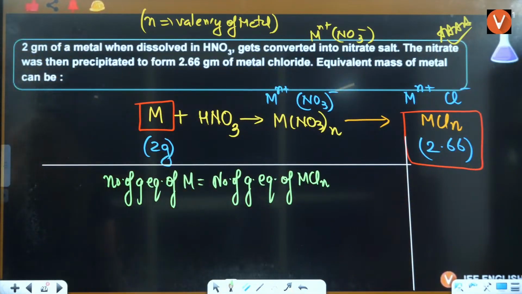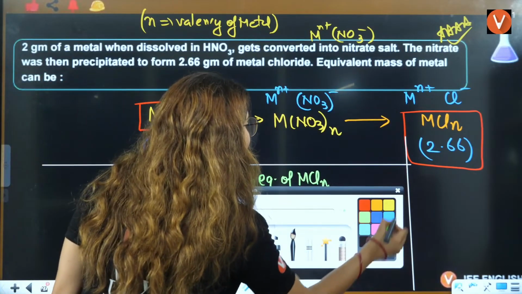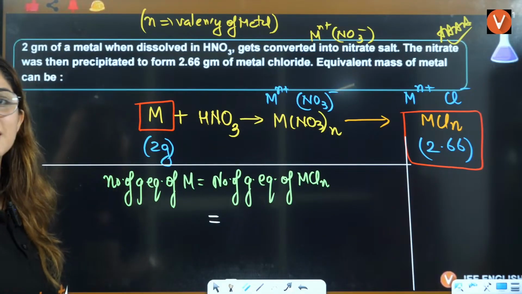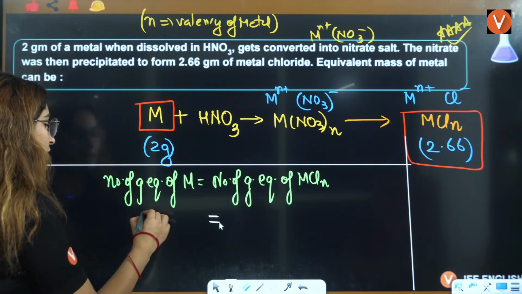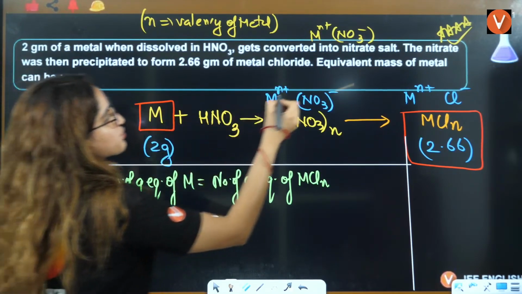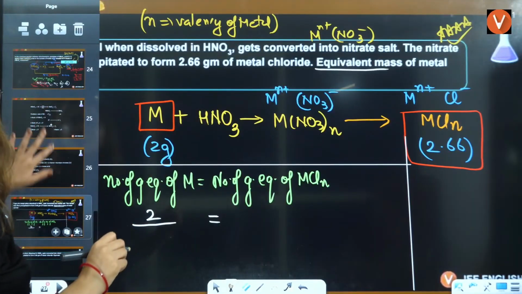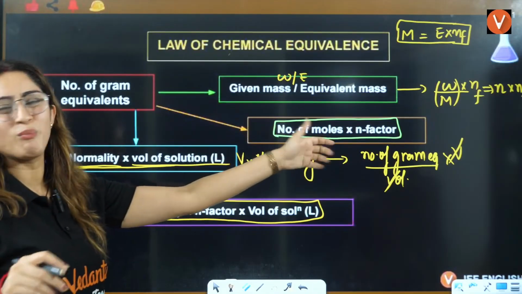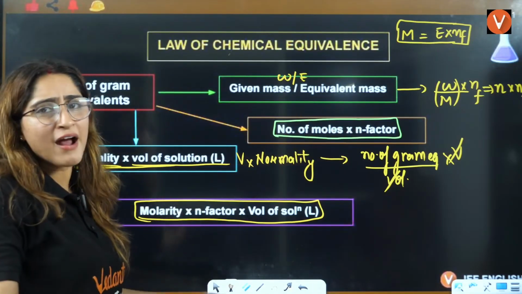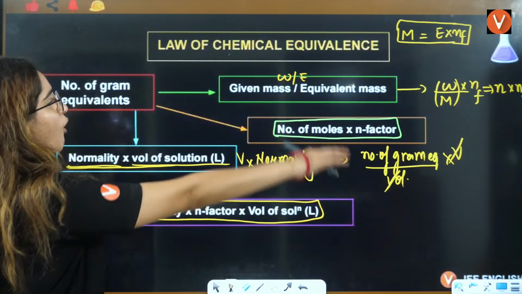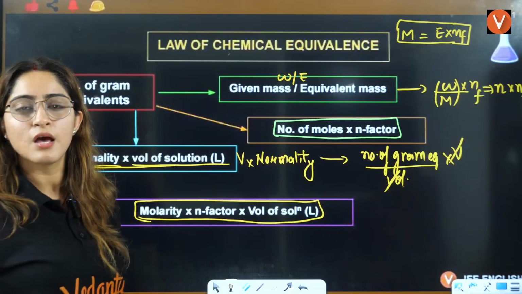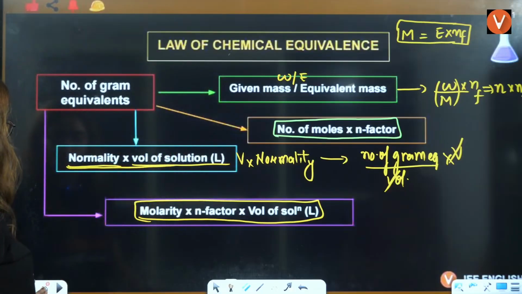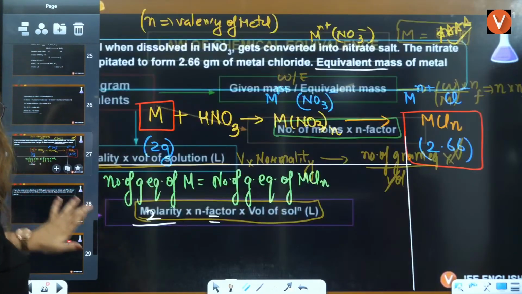Now, let's see this. After this, what we are going to do? What is the formula here for gram equivalents in terms of mass? That will be given mass by equivalent mass. We know that this is another formula. If you start applying this formula, this will not be applicable because n factor you don't know. But you can apply given mass by equivalent mass, because they are asking you equivalent mass only. So you should apply the first formula here.